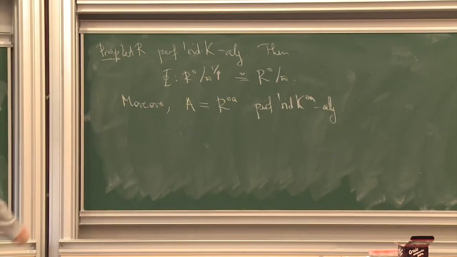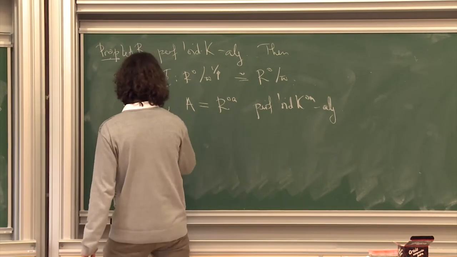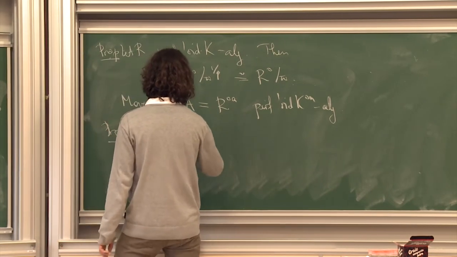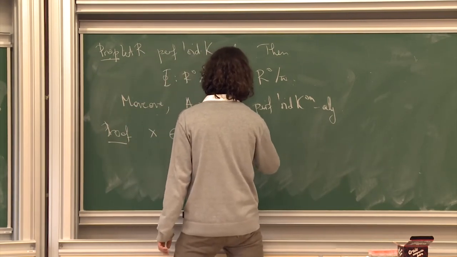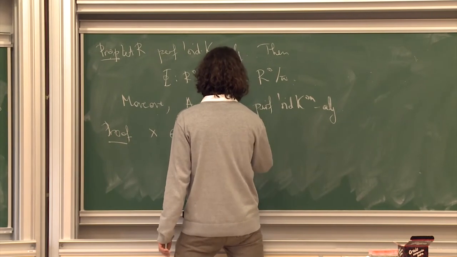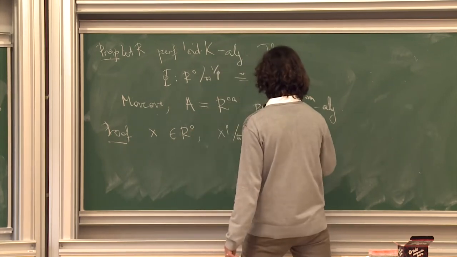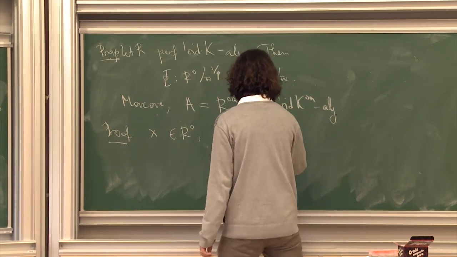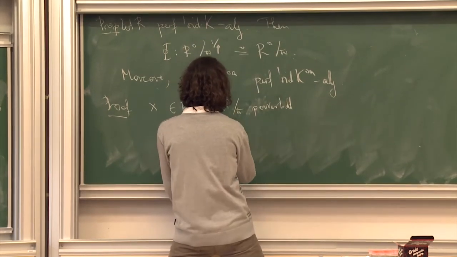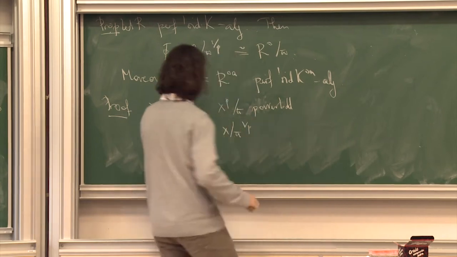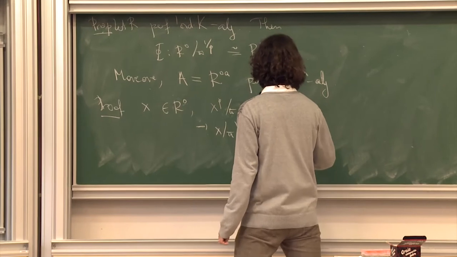Okay. And for the proof, just note that if x is an element of R such that its p's power is in R naught, such that this thing is power bounded, then obviously x divided by pi to the 1 over p is also power bounded, and so which gives the first statement.